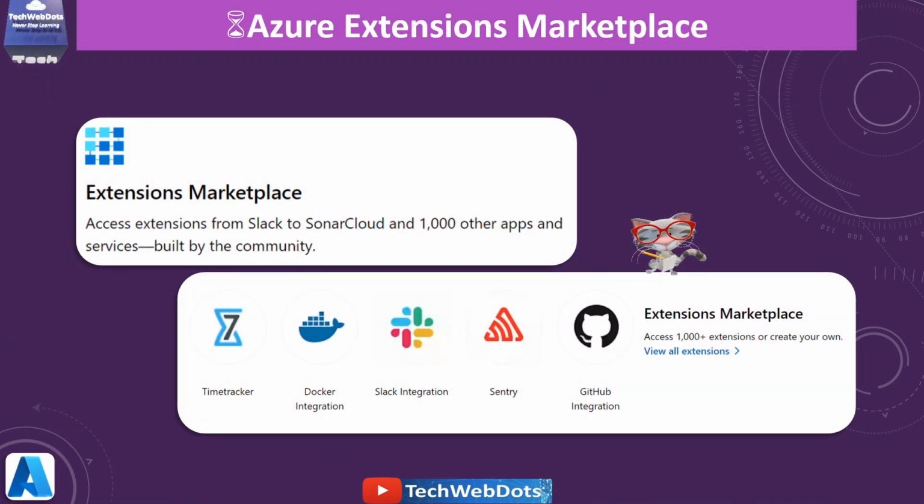And the last one, which is another important one, is the extensions marketplace. So Microsoft says you can access extensions from Slack to SonarCloud, and there are 1,000+ other apps or services built by the community that you can easily integrate in your flow if required in your application building, integration, or deployment. Some famous ones are Docker integration, Slack integration, Sentry, GitHub integration, and Time Tracker.